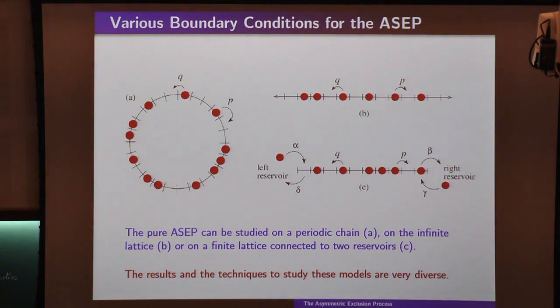So let's start, for example, with the simplest case, which is the finite system with periodic boundaries, so no reservoirs. Okay? This system can be mapped to a spin chain, to a non-Hermitian version of the Heisenberg spin chain. And then the best technique to solve this kind of system is the coordinate Bethe-ansatz. With Bethe-ansatz, you can obtain many results.